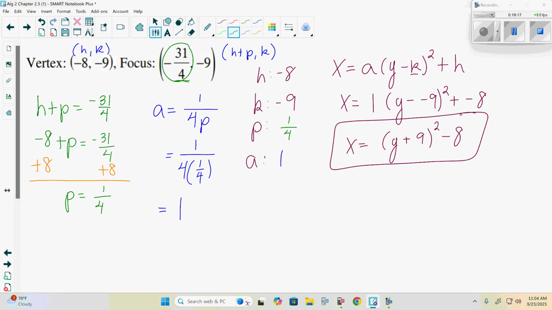Questions on these here? I think we feel pretty good with these so far, yes? Feel comfortable with this, finding h, k, p, a, and how we line these up and connect these, yes? We ready for the next one?